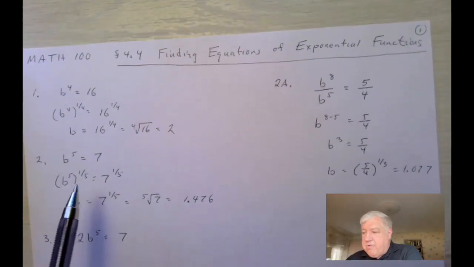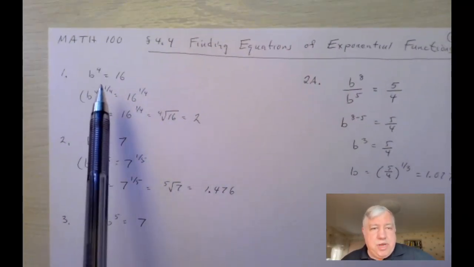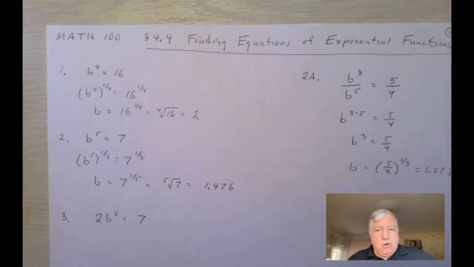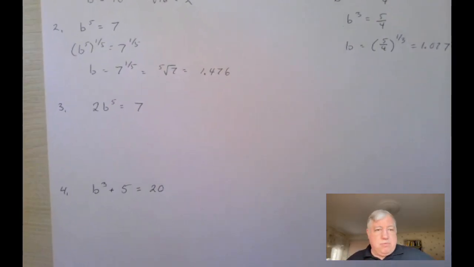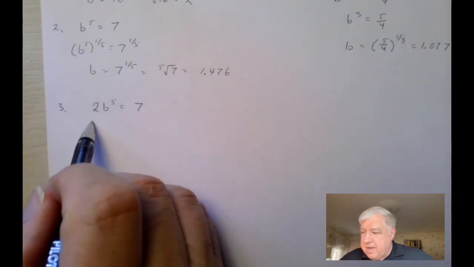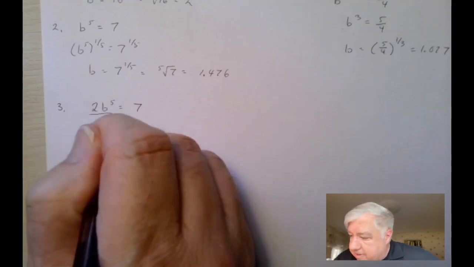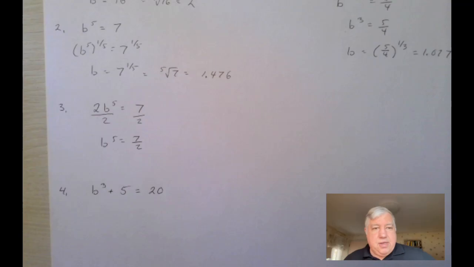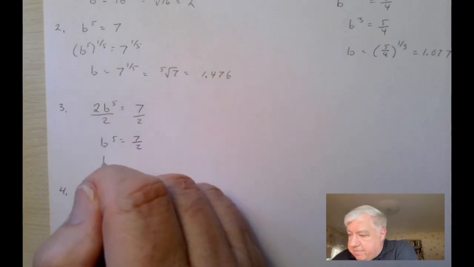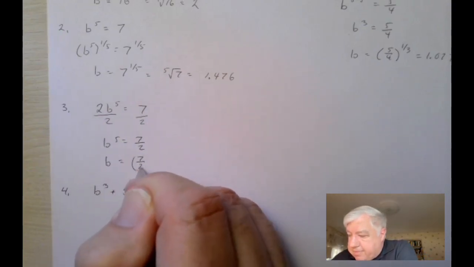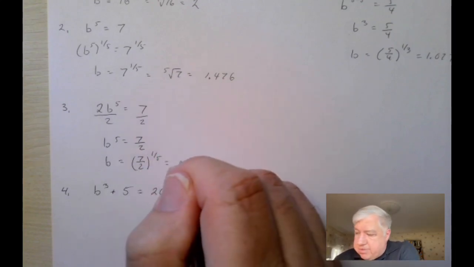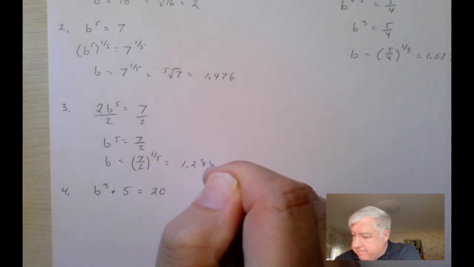So that's the basic strategy: if you can write every equation in this form, or this, or this, you're all set. Sometimes we have to do a few things first. Like in this case, we'd like to get rid of this 2 first, so I'll divide both sides by 2, and we'll get b to the 5th equals 7/2. Then we can raise both sides to the 1/5, and we'll get b is 7/2 to the 1/5, which is the same thing as 3.5 to the 1/5, which on your calculator is 1.285.